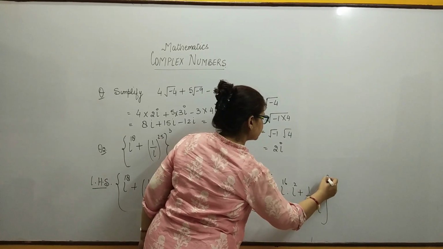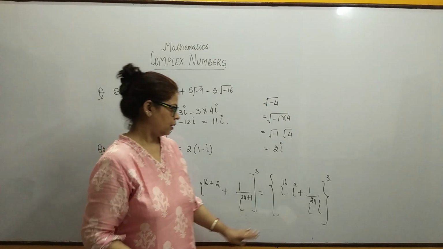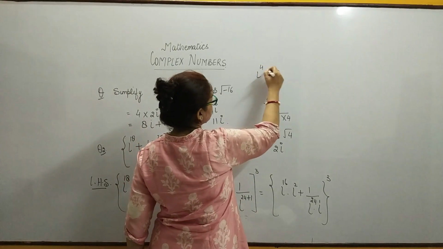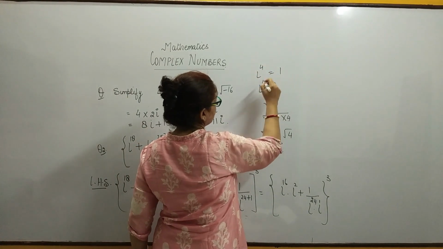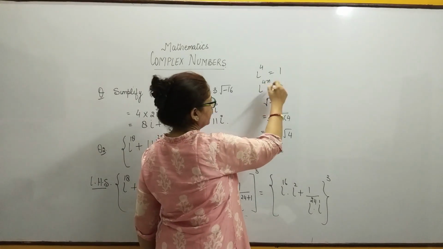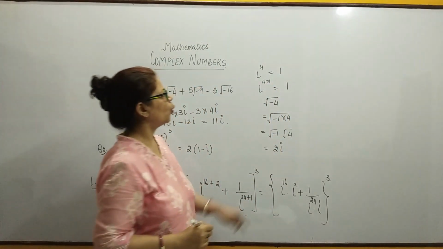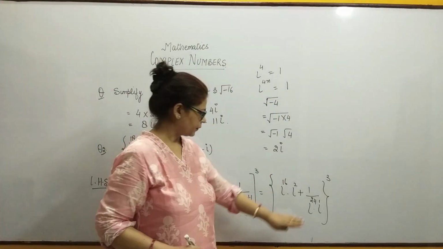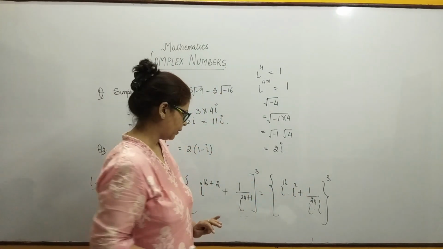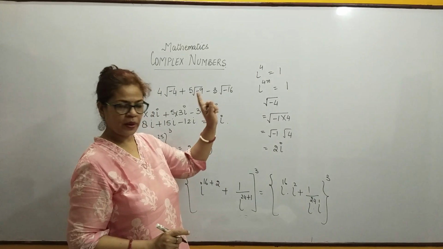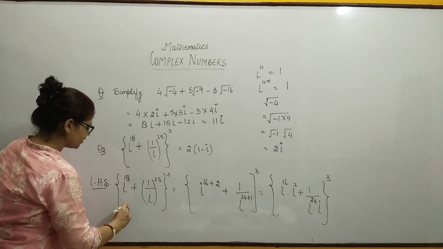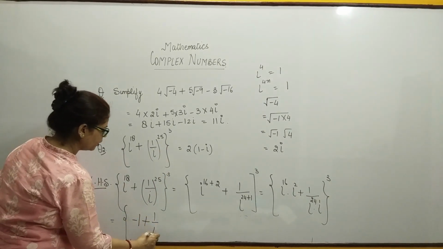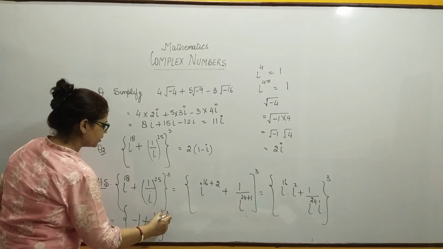Now you are grown up, right? You know very well i to the power 4 is 1. If i raised to the power 4 is 1, then any of the form i raised to the power 4n also is equal to 1. Now we are going to directly apply this, right? So i to the power 16 is 1 and i raised to the power 24 is 1. i square is minus 1. So you can write it as minus 1 plus 1 upon i, raised to the power 3.